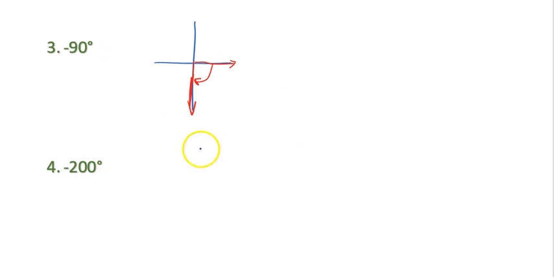Negative 200. Again, always start with that initial side on the positive x-axis. If I go backwards to that first line, as we just did, it's negative 90. To the second line, it's negative 180. And so negative 200 would be a little past that, about right here. And again, I want to show that directional arrow to show that I went in the negative direction as I was requested to.